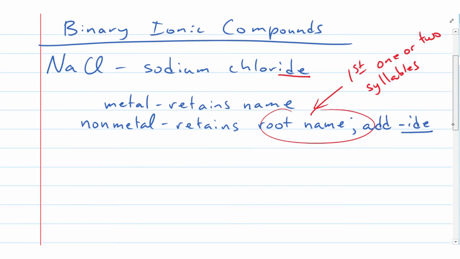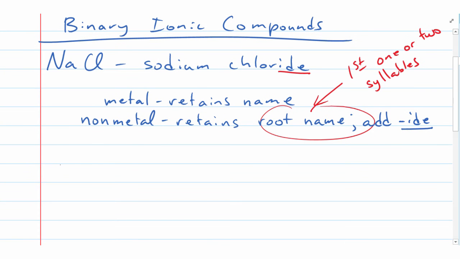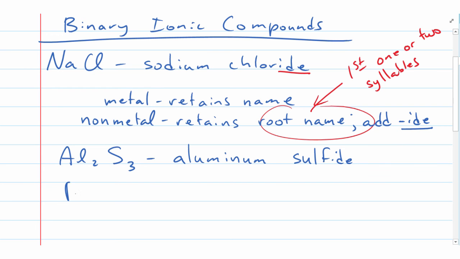So, with that in mind, we should be able to name something like this. Let's say that we have Al2S3. Al would be aluminum. And the last part would be sulfide. Aluminum sulfide. Because again, this is a binary ionic compound, and in binary ionic compounds we always add on a suffix of IDE. If we have BaBr2, this would be barium bromide. Good.